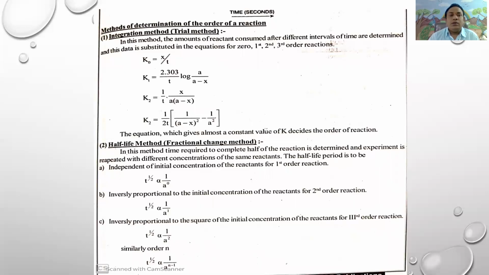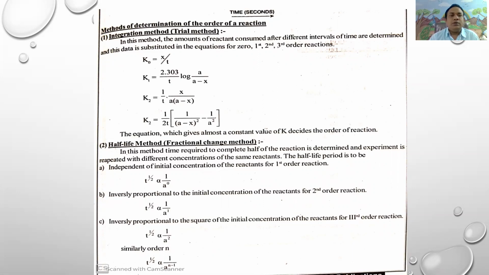Generally, order means it is the sum of the powers of the concentration of the reactants which takes place in the rate expression equation. The order of reactions are determined experimentally by four methods.